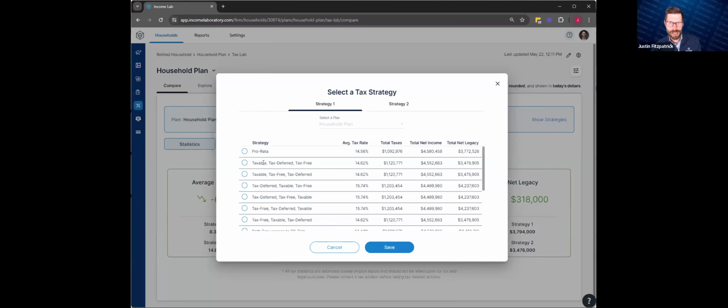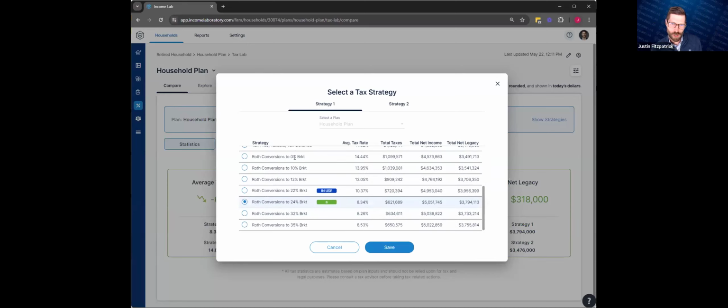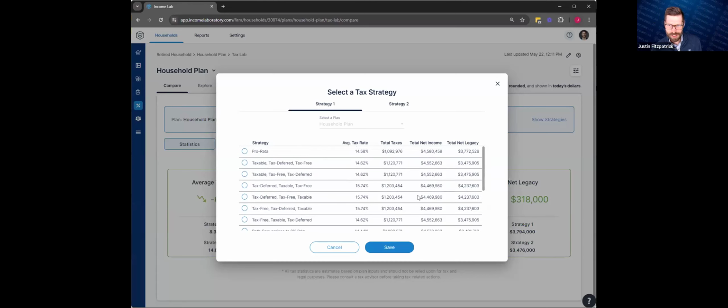Then we have taxable, tax-deferred, tax-free, and all mixes of that ordering, which you could think of as kind of a waterfall. First, take everything out of here, then take it out of the next bucket, then the next bucket. And then we have Roth conversions targeting federal tax brackets. And then a bunch of statistics here summarizing the estimated differences in following these approaches.